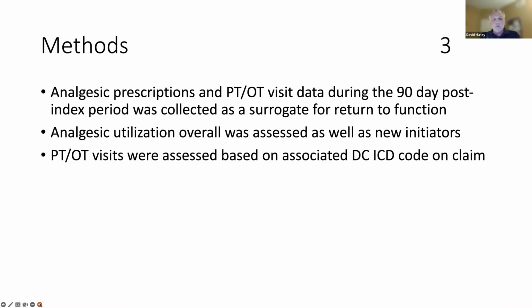We looked at analgesic prescriptions. We looked at PT and OT visit data during the 90-day post-index period. We chose 90 days because we felt that would be a reasonable time for return to function following a surgical procedure. And also, 90 days, as you know, is the Medicare global period for the fasciectomy procedure. We also looked at analgesic utilization overall and at new initiators, that is, patients who had not received analgesics prior to the index date. PT and OT visits were assessed based on the associated ICD code on the claim. That is to say, if the PT or OT visit diagnosis was Dupuytren's contracture, that was considered Dupuytren's contracture-related therapy.